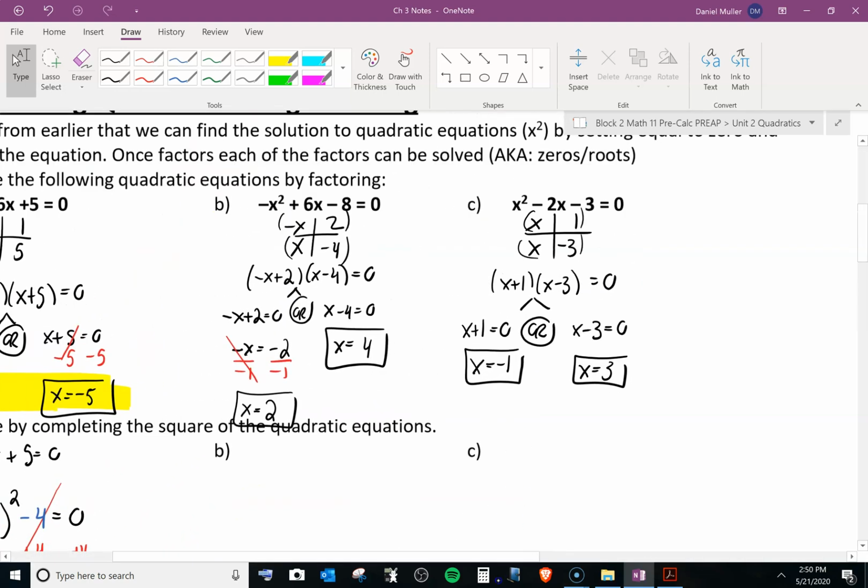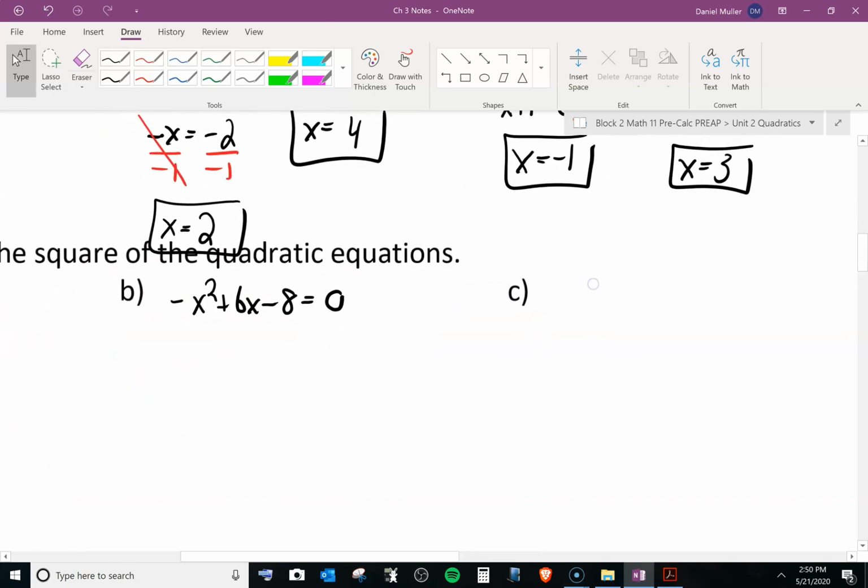Now I didn't copy it down, so I'm going to write it. Negative x squared plus 6x minus 8 equals 0. So hopefully we're okay with completing the square, but it's okay if we're not. So you're going to create this square, but the number in front, we're going to have to carry that down. So I'm going to put a negative 1 there.